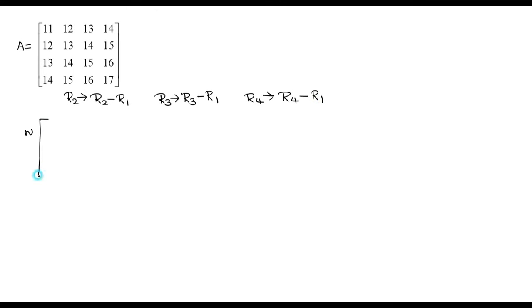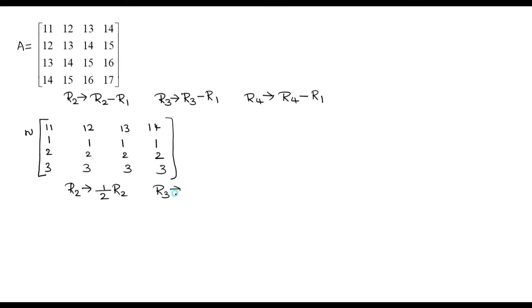So the matrix after the transformation is 11, 12, 13, 14. The difference between the rows is 1 here, and here it is -1, and here plus 1. Now the difference between R3 and R1 is 2, and the difference between R4 and R1 is 3. Now note we can take 2 common from the third row and 3 common from the fourth row. So R2 changes to 1/2 of R2, R3 will change as 1/2 of R3, and R4 will change as 1/3 of R4.